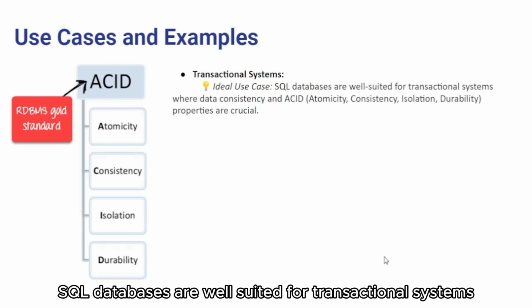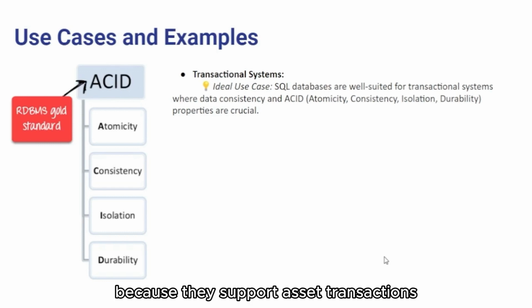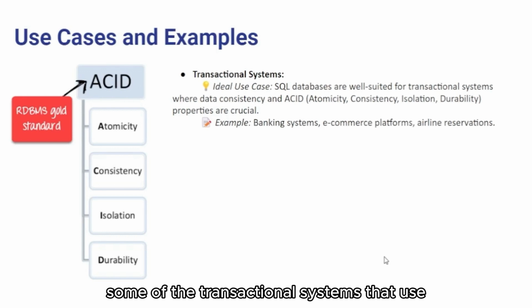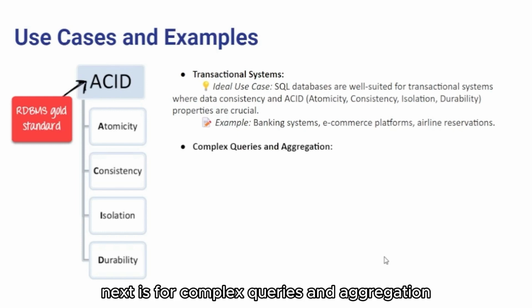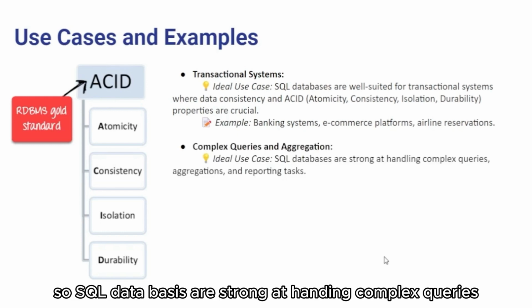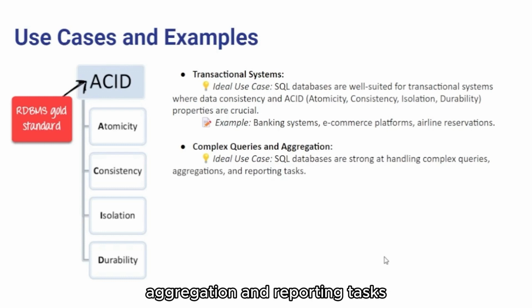So SQL databases are well suited for transactional systems because they support ACID transactions. Some of the transactional systems that use SQL databases include banking systems, e-commerce platforms, and airline reservation systems. Next is complex queries and aggregation. SQL databases are strong at handling complex queries, aggregation, and reporting tasks.